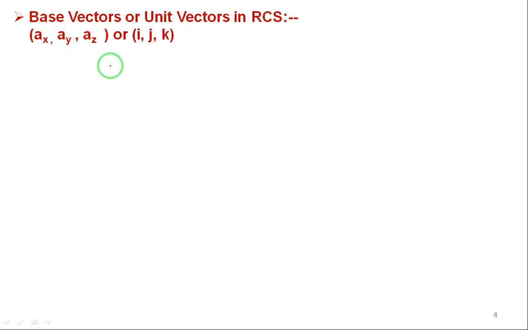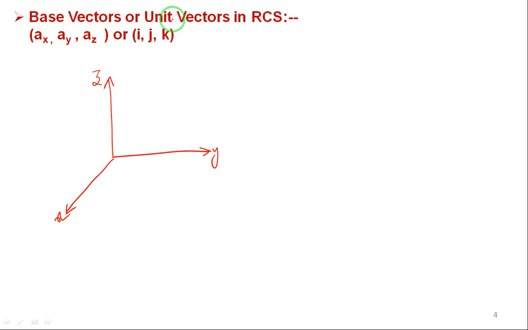Base vectors, also called unit vectors, in the rectangular coordinate system. Always, if I say rectangular coordinate system, I am referring to the three-dimensional rectangular coordinate system. We are not studying 2D, three-dimensional only by default: X, Y, and Z. There are two names; we can call them unit vectors or base vectors.